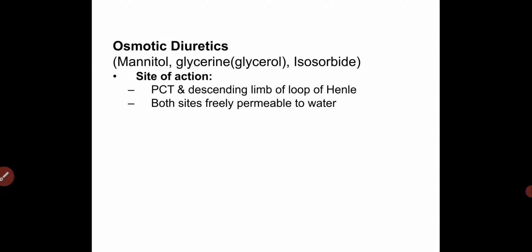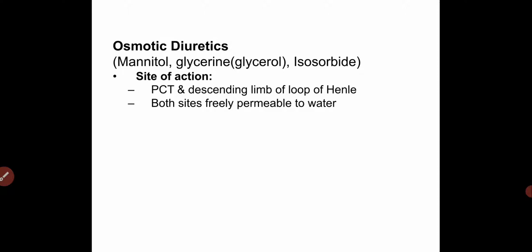Site of action: the loop diuretic acts on the thick ascending limb of the loop of Henle. Thiazide acts on the distal convoluted tubule. In the collecting duct, there are spironolactone, triamterene, and amiloride. Okay, in the PCT, the proximal convoluted tubule, there is the carbonic anhydrase inhibitor.